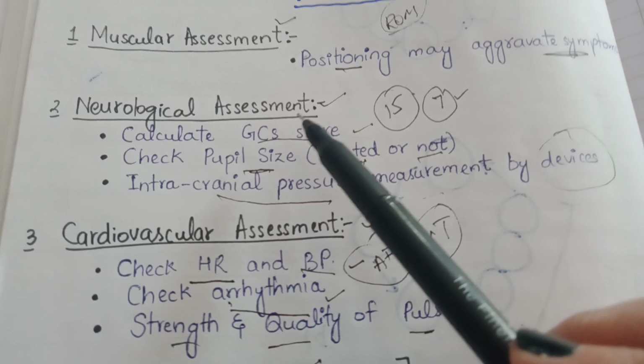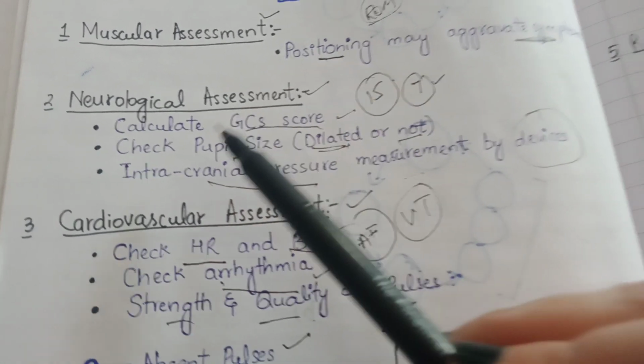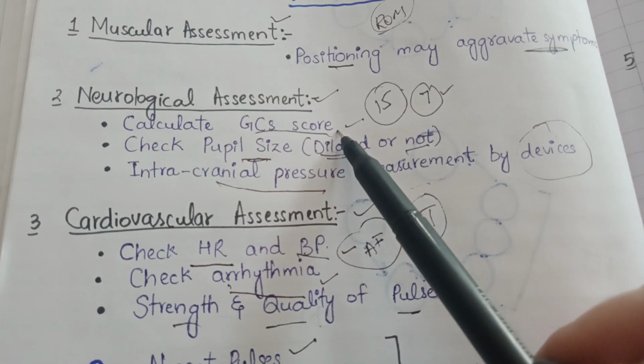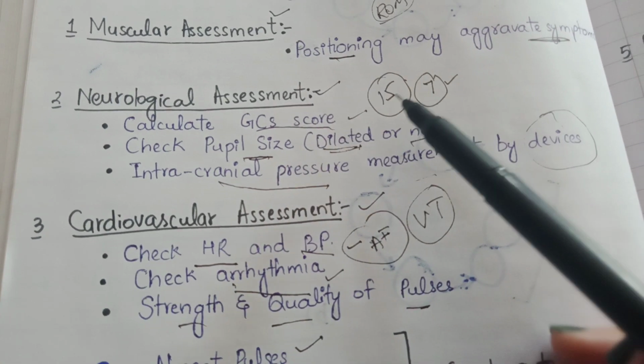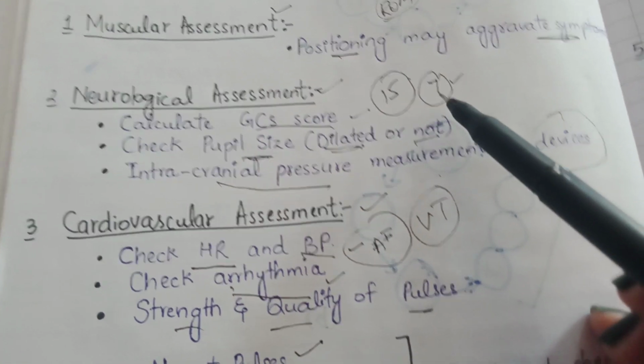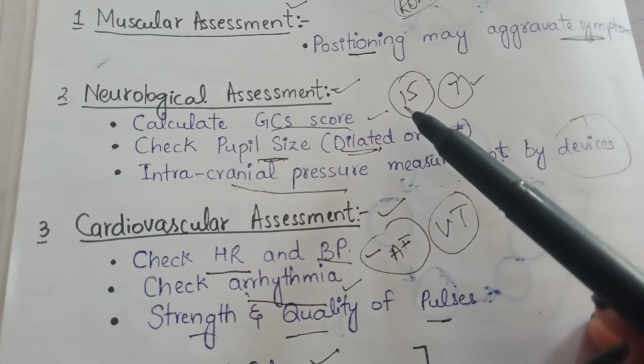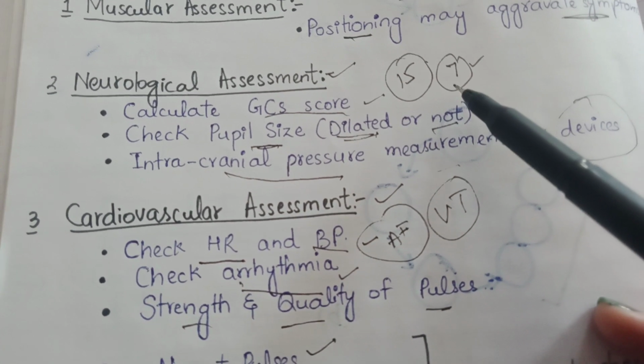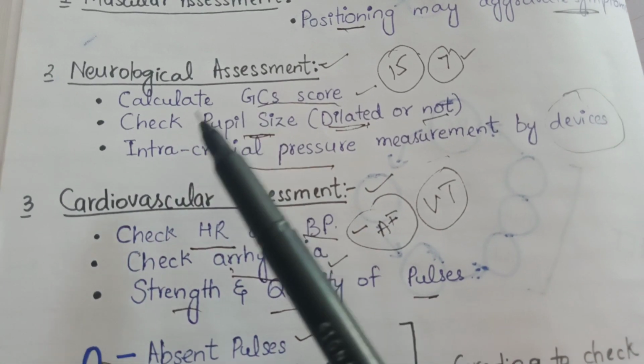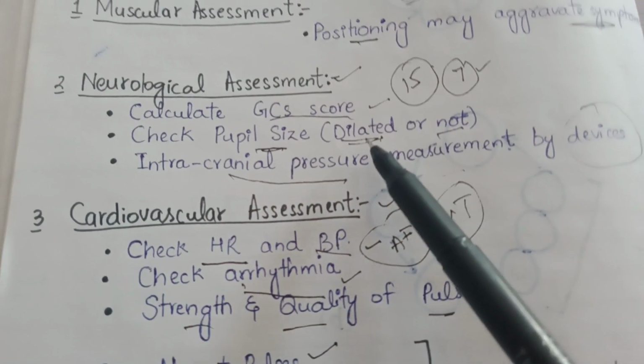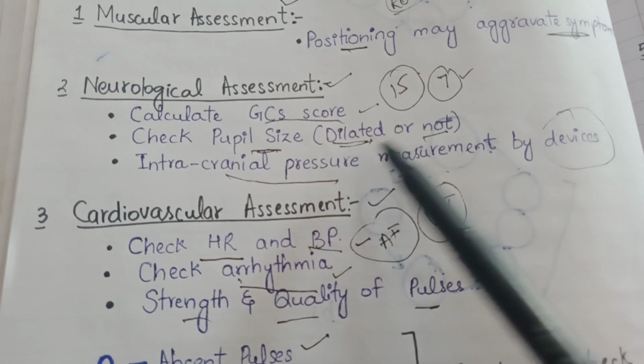Next is neurological assessment. In neurological assessment, we will calculate the GCS score of the patient, which is called the Glasgow Coma Scale. 15 is normal and the total GCS score is 15, and below 7 patients are in coma. We will check the pupil size of the patient, whether the pupil is dilated or not.